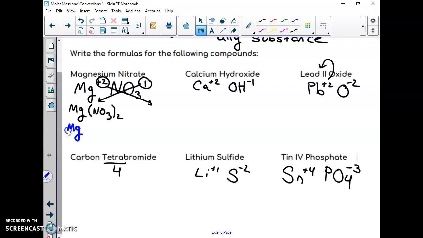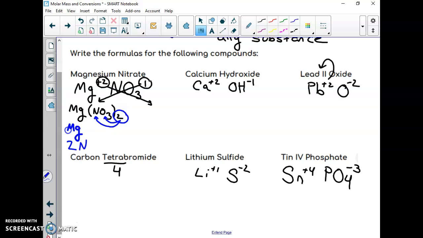As far as the nitrate, it's made of 2 elements, and that 2 on the outside is going to distribute to both elements that are in there. So for every 1 nitrate, we only have 1 nitrogen, but the formula says that there are 2 nitrates present. So 2 times 1 is going to get you 2 nitrogens.